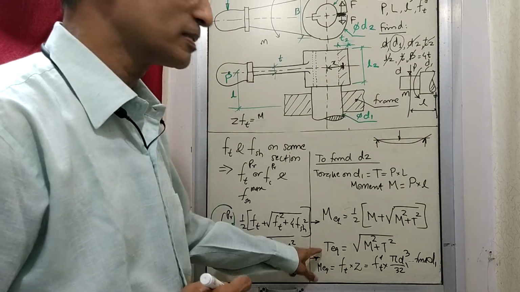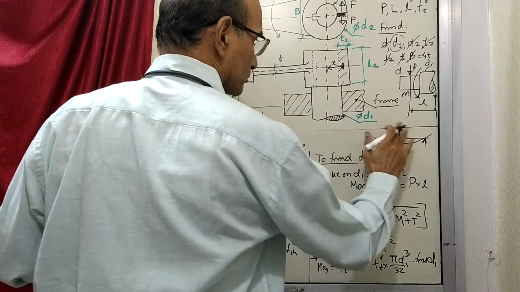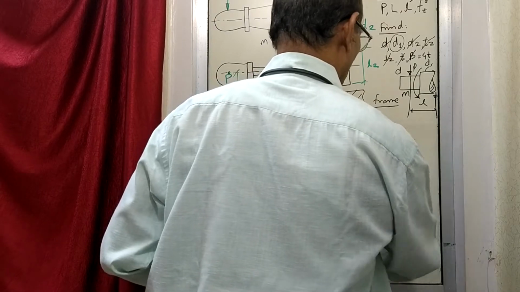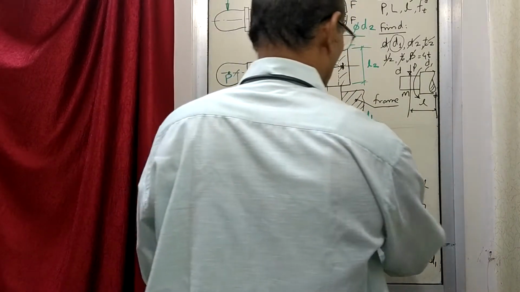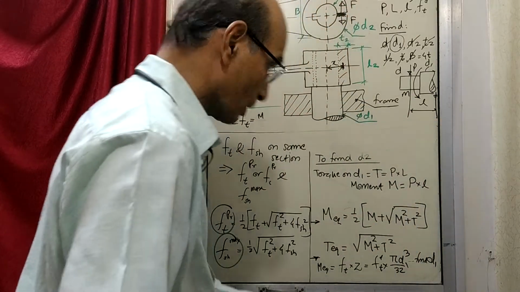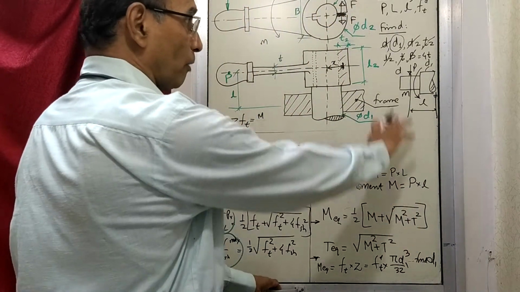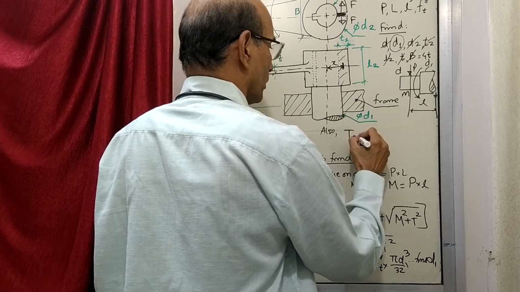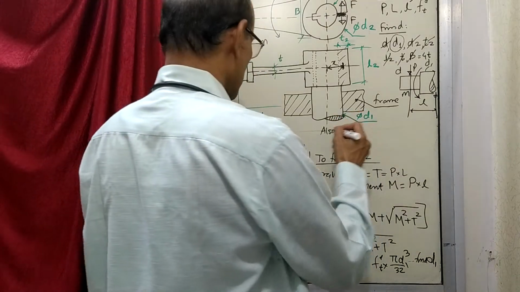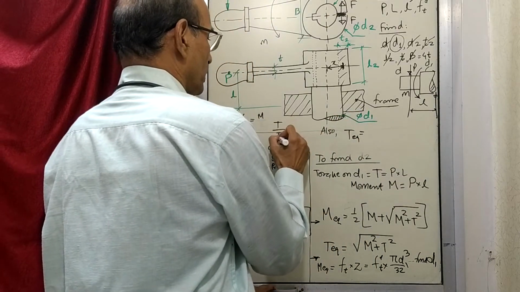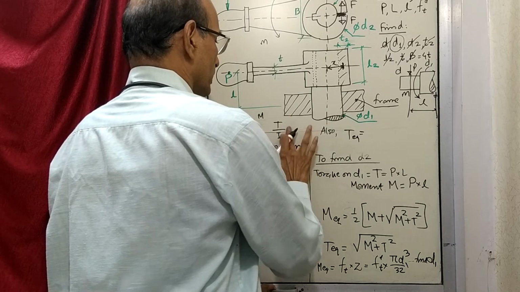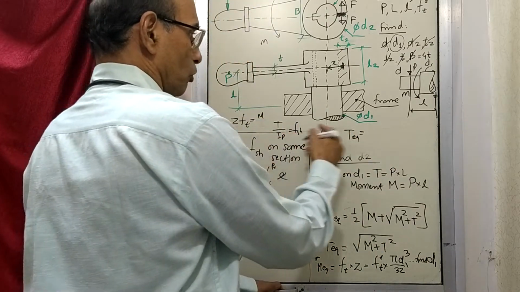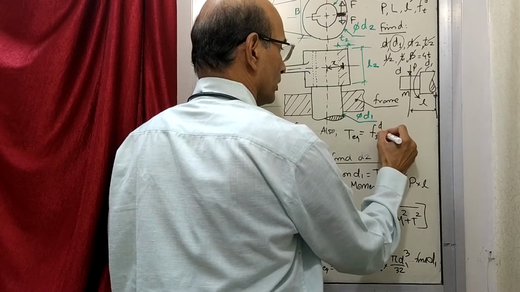Now what if you use this? I'll write here also, because we already found out D1, the problem as such is over. But then also, we are also considering T equivalent. So by T equivalent, what do we say? The other formula is T upon IP is equal to F shear design. So T equivalent is equal to F shear design into IP.